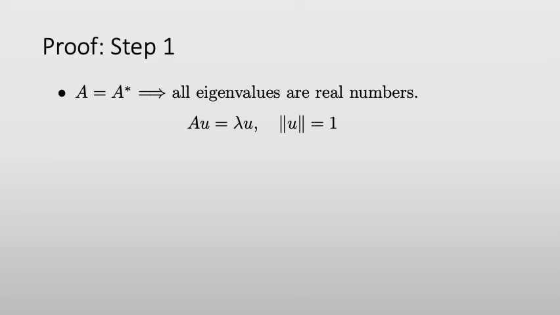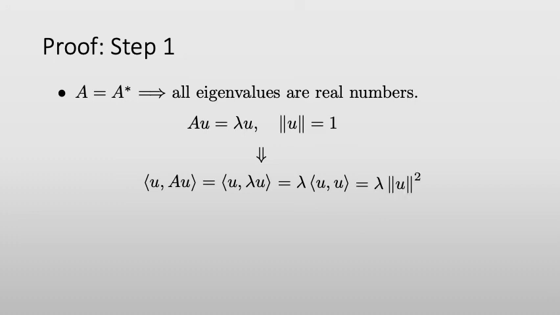The first step here is to show that if a matrix is self-adjoint, then its eigenvalues must be real numbers. Suppose U is a normalized eigenvector corresponding to lambda. On both sides, take the inner product with U. Since the inner product is linear in the second variable, lambda can be factored out. It now becomes lambda times the norm squared of U, which is just lambda. Because U has norm 1, we have lambda written as the inner product of U and AU.